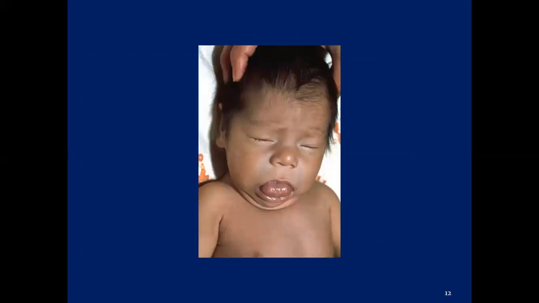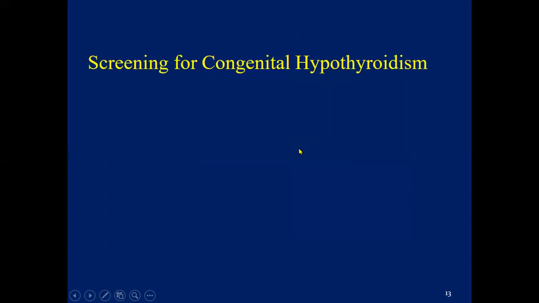Again, you see, this is macroglossia, a very dull look of the patient, and mental retardation. We can diagnose the case by just keeping in mind this picture. Screening for congenital hypothyroidism or cretinism is very important.